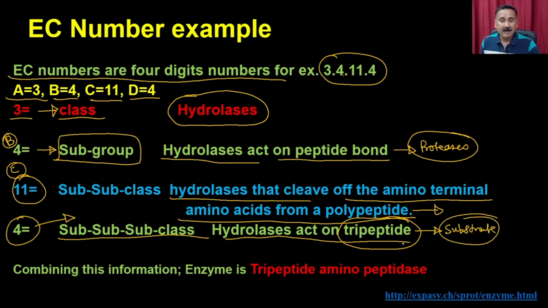Okay, now if you combine all this information, what it says is that it is an enzyme which works on a tripeptide, works from the amino terminal side, and it is a protease. So if you combine all these, you will say that the enzyme is tripeptide aminopeptidase. Peptidase means the enzyme which is going to work on the peptide bond. Amino means it is going to chew the substrate from the amino side, and tripeptide means it is going to work on a tripeptide. It is not going to work on the bigger proteins, it is only going to work on the tripeptides.